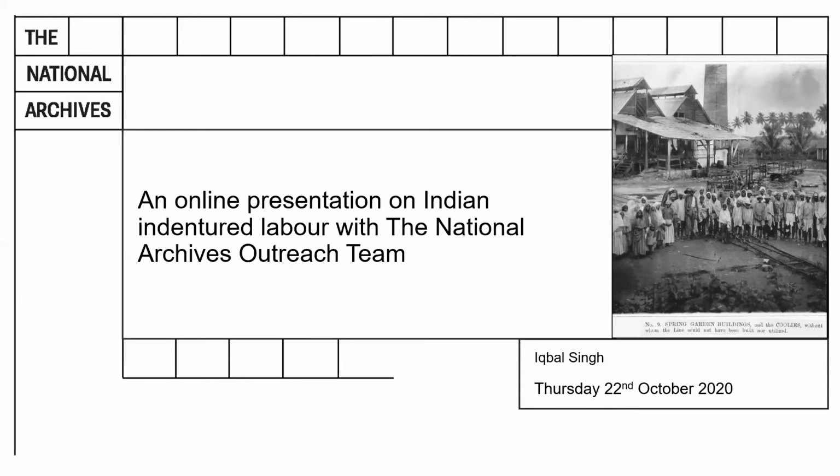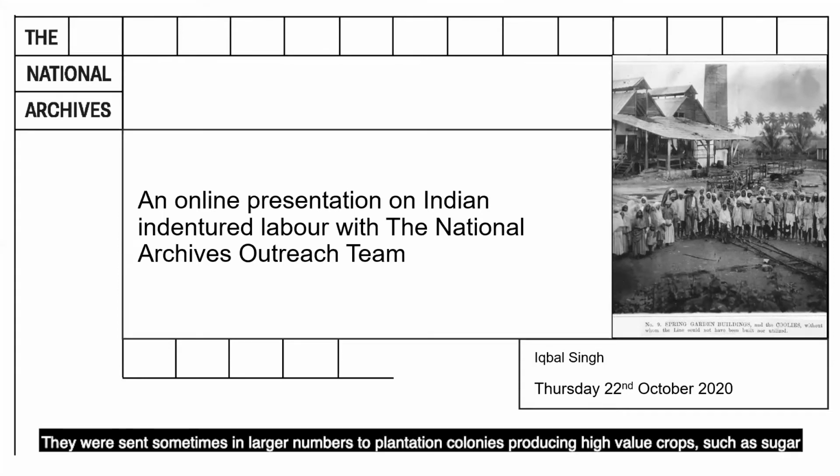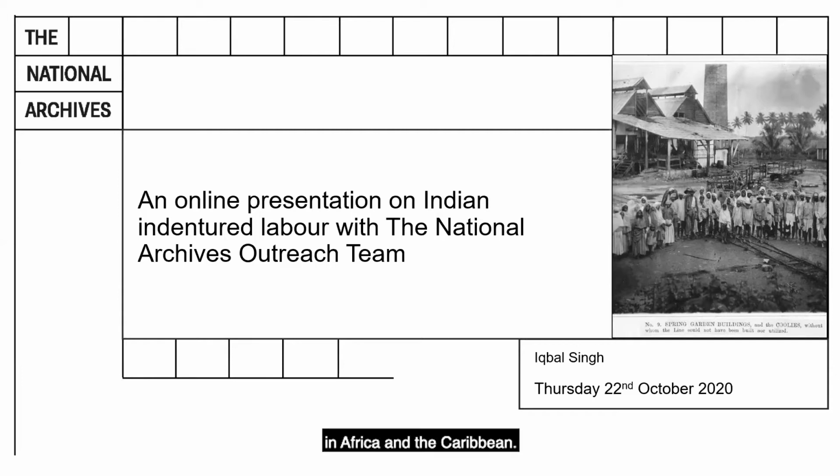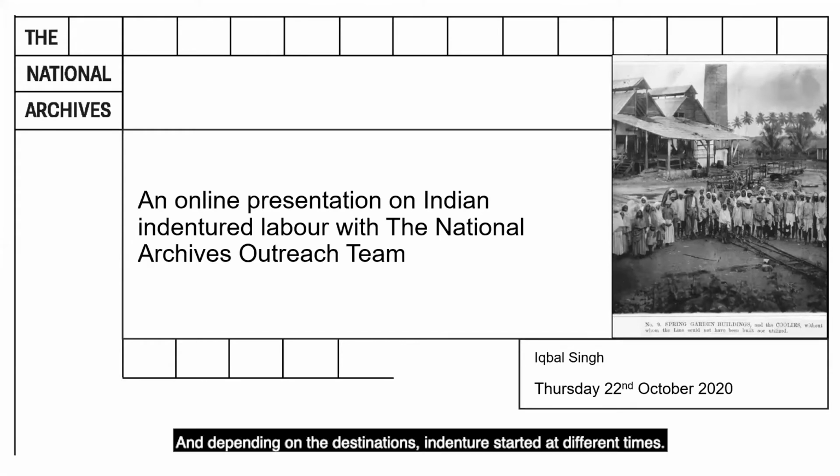They were sent, sometimes in larger numbers, to plantation colonies producing high-value crops such as sugar in Africa and the Caribbean. Indians traveled to many places to work as indentured labour, and depending on the destinations, indentures started at different times.